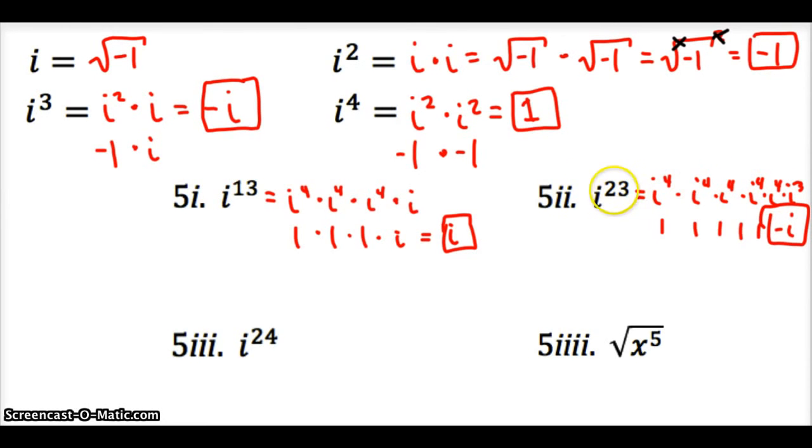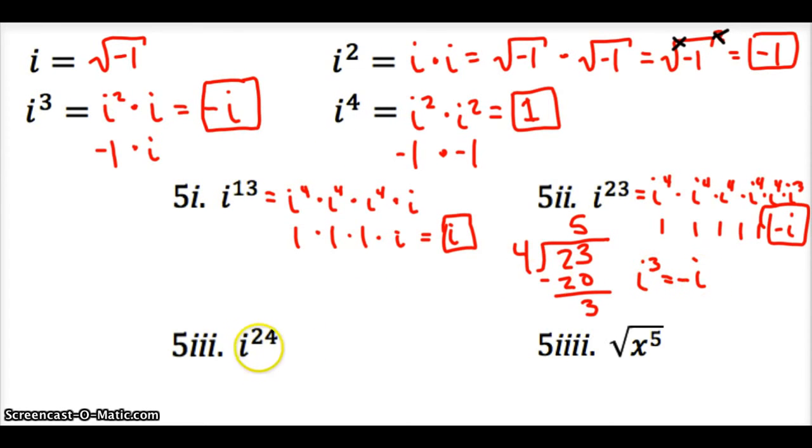Well, there has to be a better way of doing this, right? Sure there is. Take 23, divide it by 4, right? So I'm going to do it the old-fashioned way. I'm going to go 4 outside, and I'm going to put 23 inside. 4 goes into 23 how many times? 5. 4 times 5 is 20. I subtract to get 3, so I have a remainder of 3, right? That would be your i to the third. Again, i to the third equals a negative i.